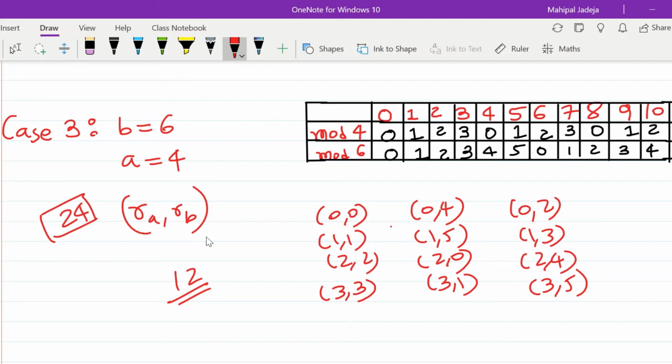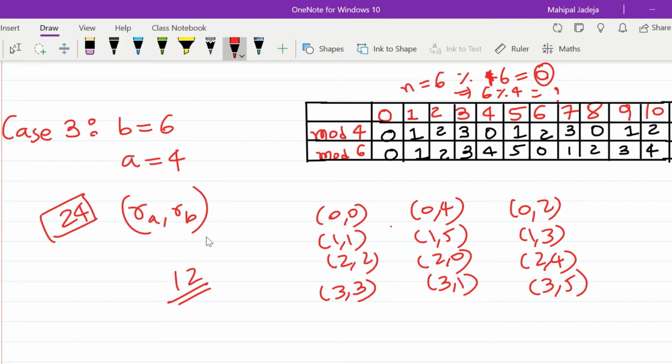Now let me ask one question. I'm fixing n equal to 6, and I'm looking at n modulo 6 and n modulo 4. Sorry, now I need to consider 6 modulo 6. So 6 modulo 6 is 0. From this, can you say anything about 6 modulo 4? That is the question.